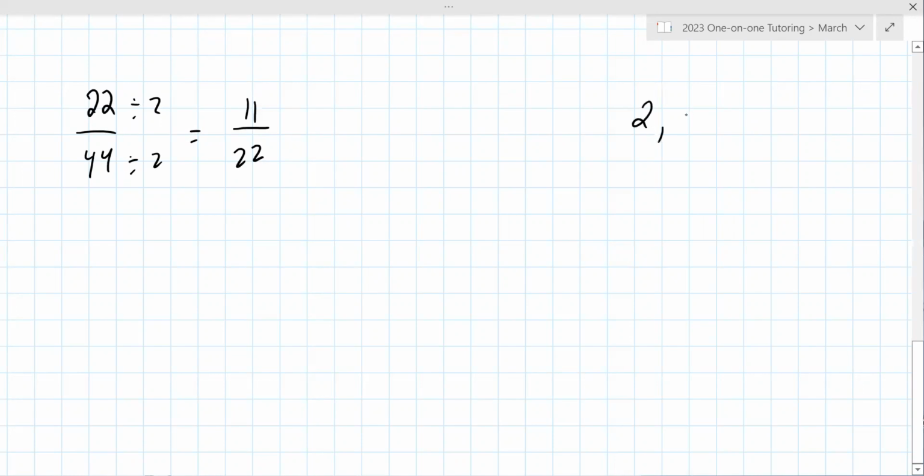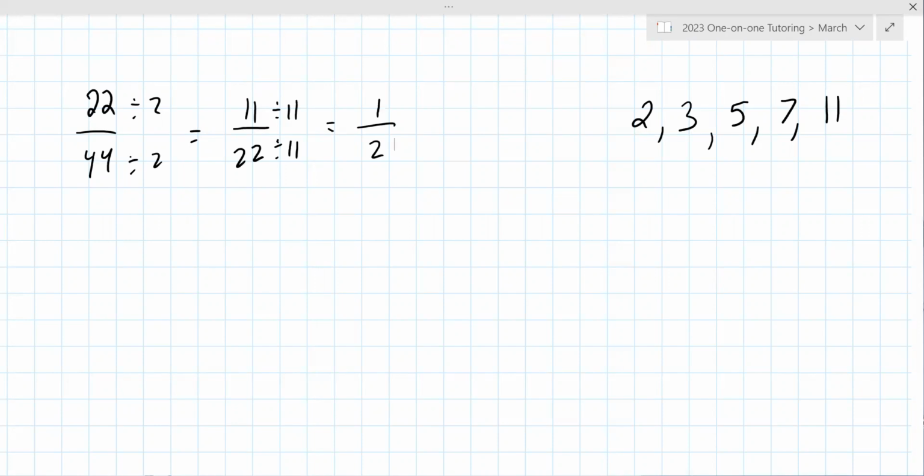Well, 2 certainly doesn't work. Does 3 work? No. How about 5? No. 7's the next prime number. No. How about 11? Yes, it does. So it's gonna be 1/2. Okay. Yes.